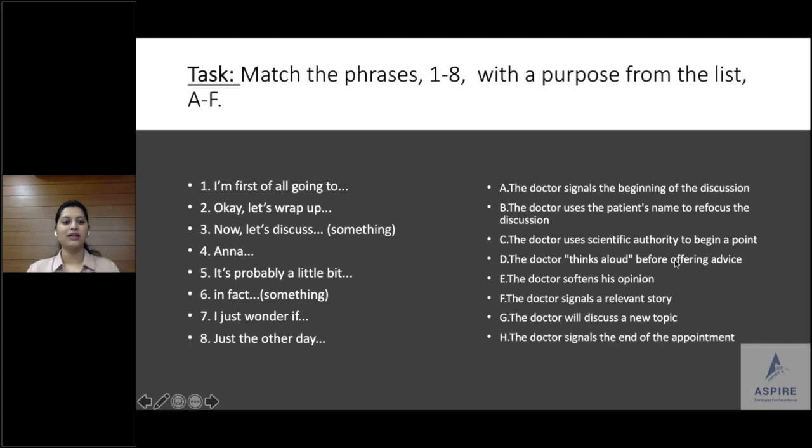Yes, one is A. When the doctor says, "I'm first of all going to," he means to signal the beginning of the discussion. And the fourth one, Anna, this is B. So the doctor uses the patient's name to refocus the discussion in case the patient is lost in her own train of thoughts.